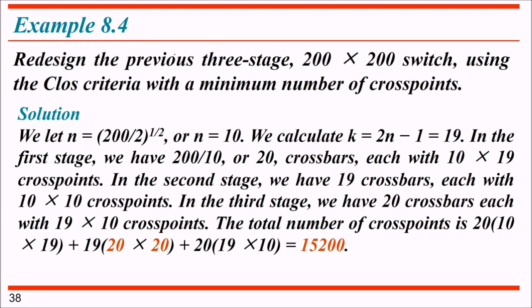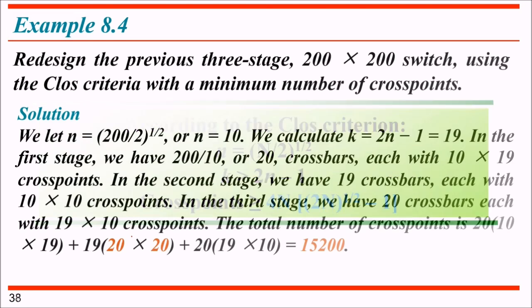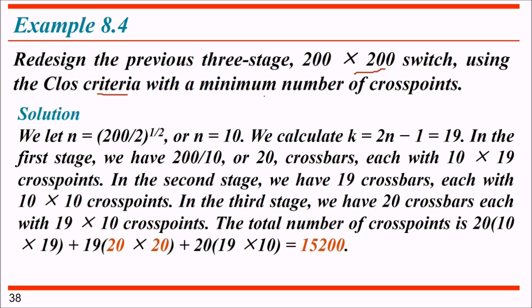So we will redesign the previous 3-stage 200 by 200 switch using the Clos criteria with the minimum number of cross points. So we know that n equals what? Under root of N by 2. So 200 by 2 is 100, root of it is 10. So we calculate K, which is equal to 2n minus 1, that is 19.